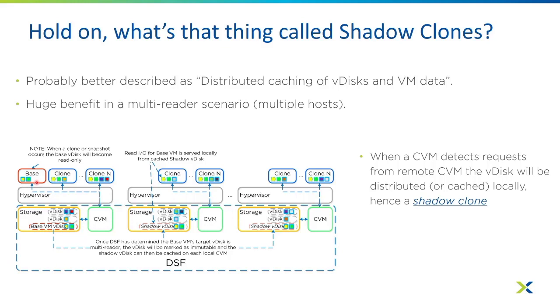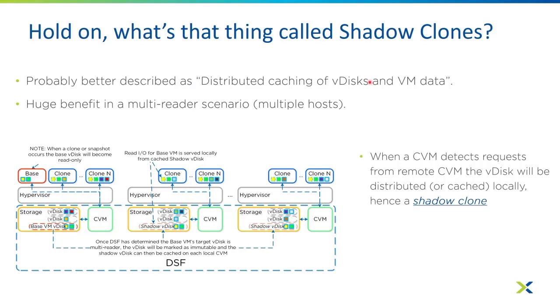And as time goes on, as these remote virtual machines request data, it's going to copy or cache blocks of that original master image on these local nodes. So essentially we are caching parts of that base image, or parts of that master image, onto these remote nodes so that these remote virtual machines can access local data. That brings in a big benefit. It's probably better described as distributed caching of those virtual disks, of that VM data. That's essentially what it does.